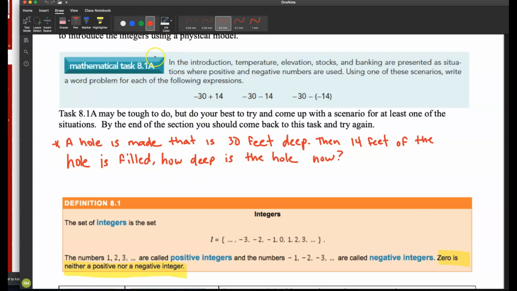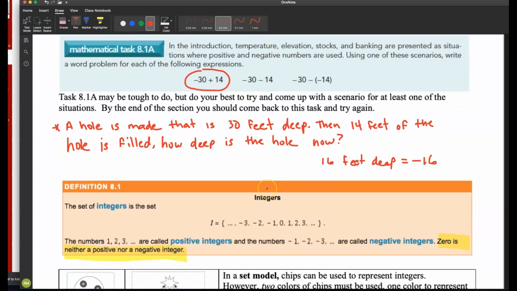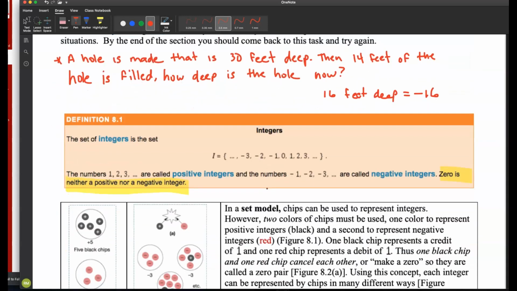But as I think about that problem, the one that it matches up to, to me, is you have negative 30 and then you add the dirt back in. And so your hole would be 16 feet deep, right? It would be 16 feet deep. But to represent this deepness, we use a negative, meaning that we're underneath, we're below the ground, right? And so a negative is kind of an abstract idea.